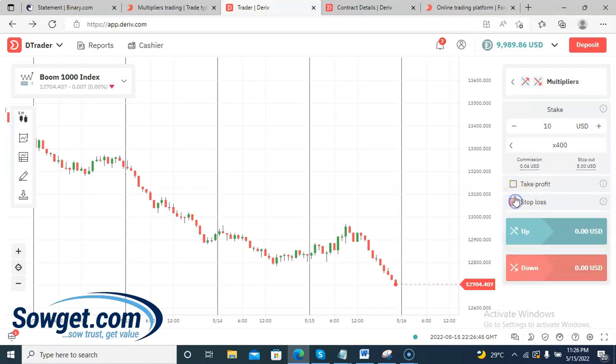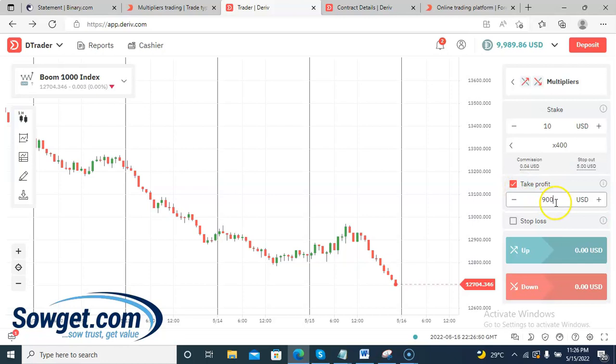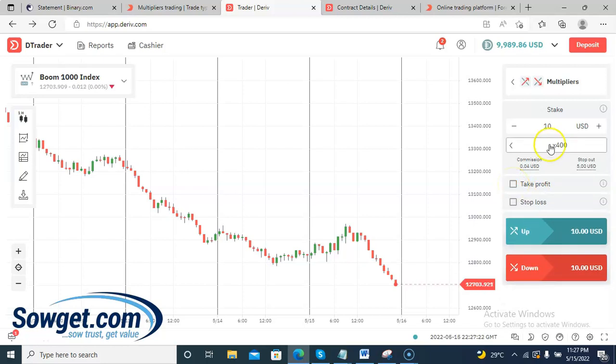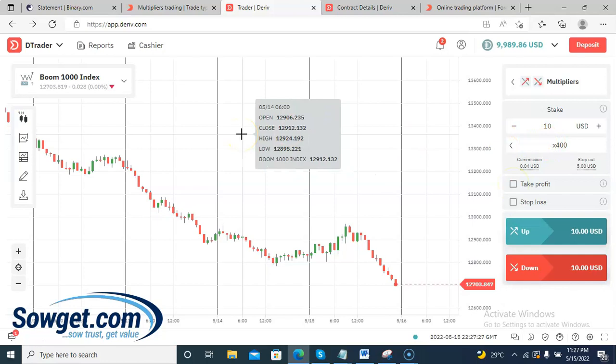My take profit, however, can be any amount I like. So that's just how you set all this before you enter into your stake. Let's check on this market, and of course you can use the Deriv multipliers on different markets that they offer.